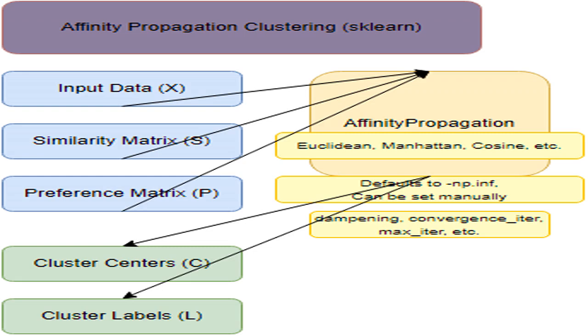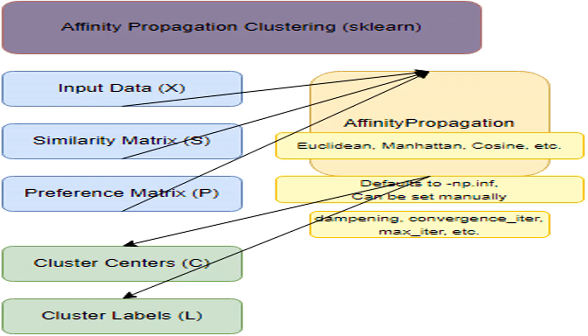A matrix that quantifies the similarity between pairs of data points. Each entry represents the similarity between 2 points. Defines the relationship between data points and informs the clustering algorithm. A matrix that specifies the preference for each data point to be a cluster center. Higher values indicate a stronger preference. Guides the selection of cluster centers.